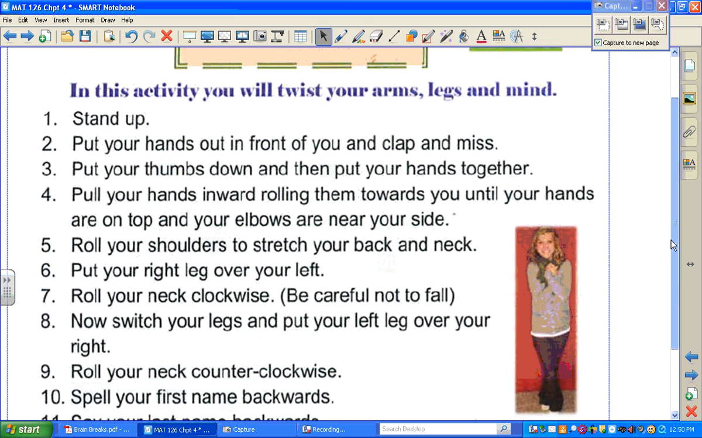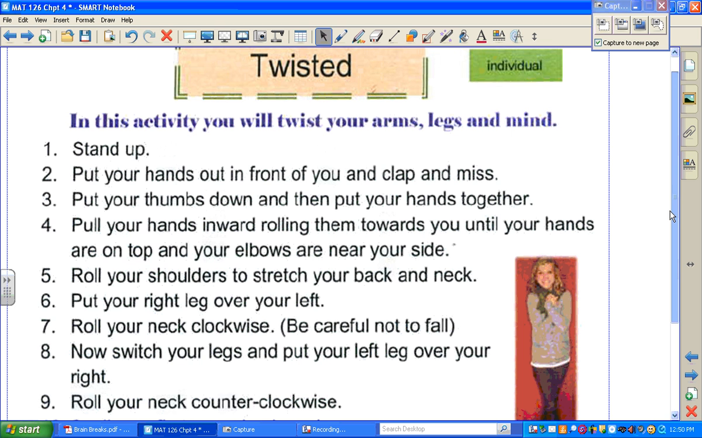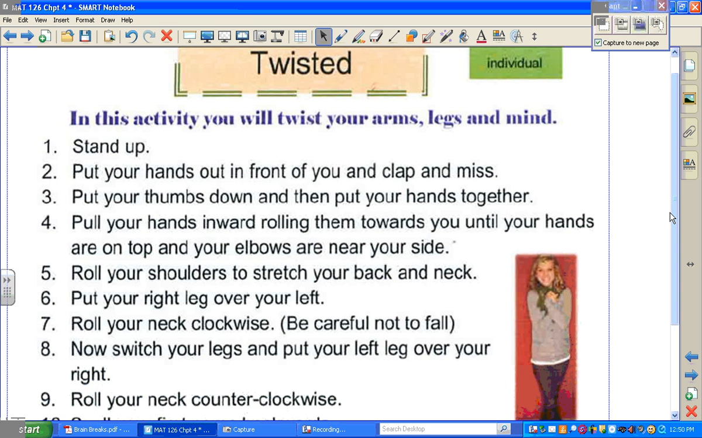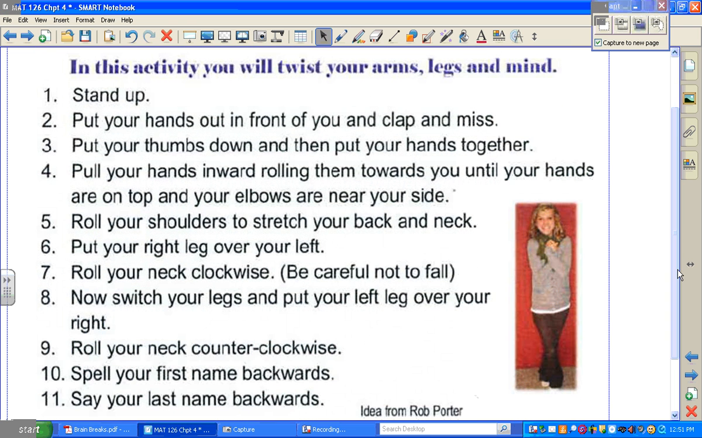This one is called Twisted. Are you ready for a brain break? This one you do by yourself. All right. In this activity, you will stand up. Put your hands out in front of you and clap and miss. And then rolling your thumbs down, you connect your hands like this, and then you bring it all the way through like this. Okay? And we're on step number 5. It says, roll your shoulders and stretch your back and your neck. See, I'm not tense. Are you tense? Okay. Then it says, put your right leg over your left, like a little pretzel, and then roll your neck clockwise. Be careful not to fall. Why that is there, I do not know.